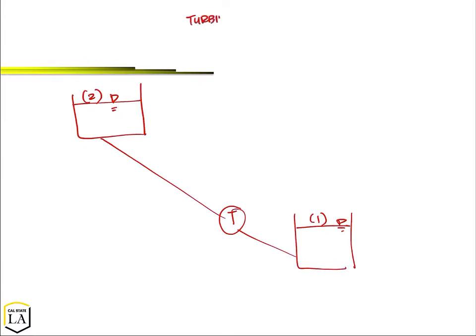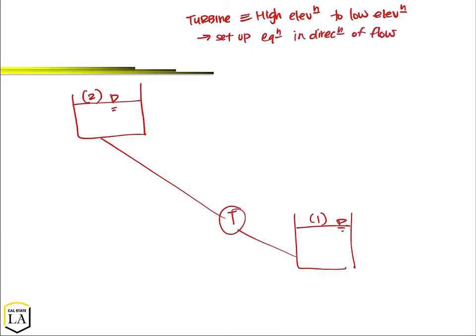For a turbine, you always go from high elevation to low elevation. Always. You set up your equation in direction of flow. So that means your equation is going to go from 2 to 1. We have no pump. Get rid of that.